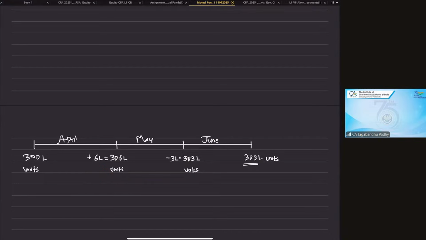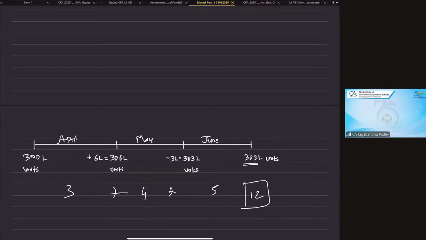Right? For example, in April, the mutual fund has made 3 per unit. In May, the mutual fund has made 4 per unit. In June, the mutual fund has made 5 per unit. So the total dividend which I will declare in June, can I say it's going to be 3 plus 4 plus 5, which is 12?